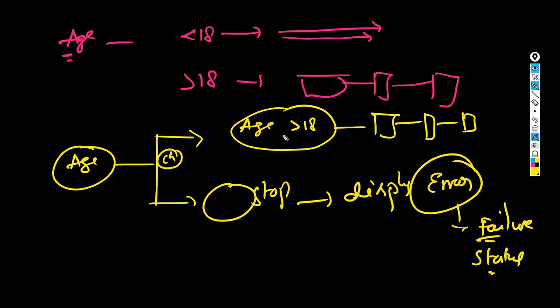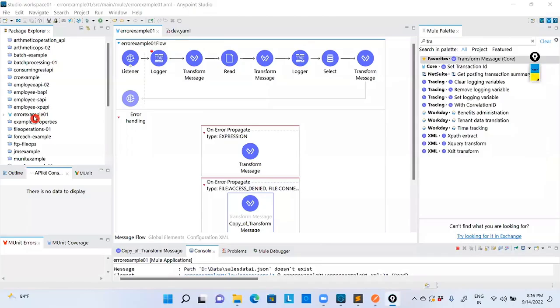By using the if condition, you can check this one. If this condition is true, then we can follow this one, right? First, we will go with the normal one. Then you can understand what is the need of raising errors. Okay, let me close this one, and I'm creating a new project.